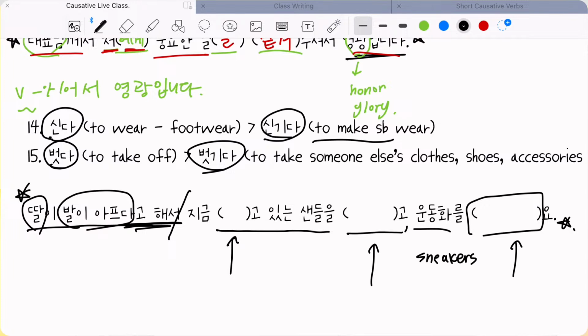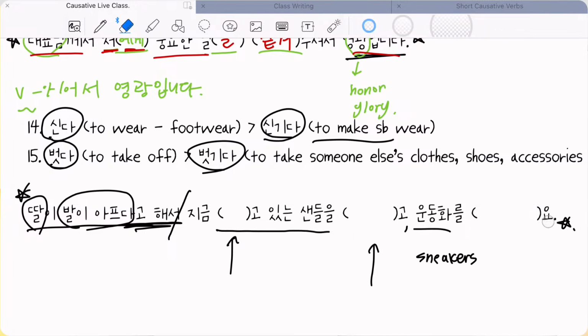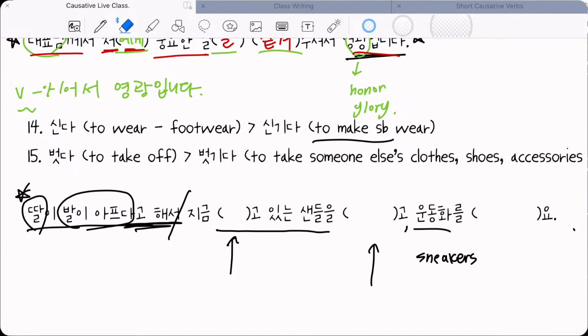Actually, it's not impossible. Without English translation, you can definitely figure it out just by the context that the sentence provides. 그래서 can you try filling in each blank with the correct verb among these four? 신다, 신기다, 벗다, 벗기다. I'll give you some time. 시간을 좀 드릴게요.